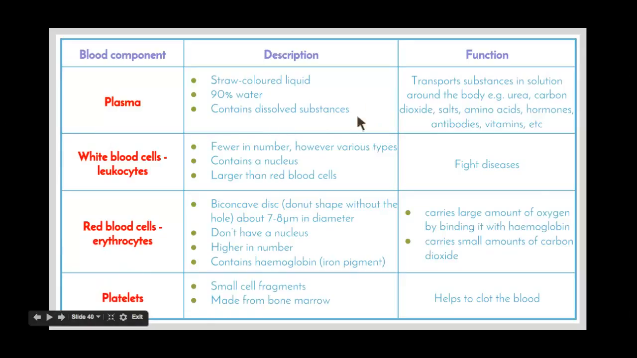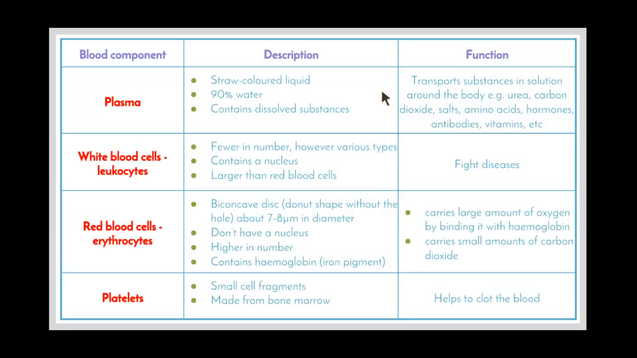So plasma is the straw-coloured liquid, so it's a yellowy liquid. It is made up of about 90% water and contains dissolved substances. So the job of plasma is to transport substances in solution, which means that usually they're dissolved around the body. So some examples include urea, carbon dioxide, salts, amino acids, hormones, antibodies, and vitamins.